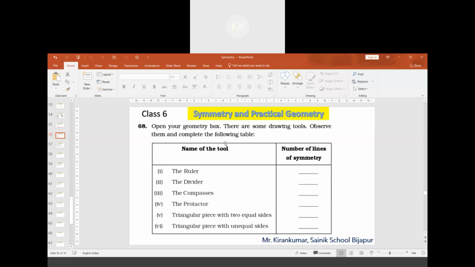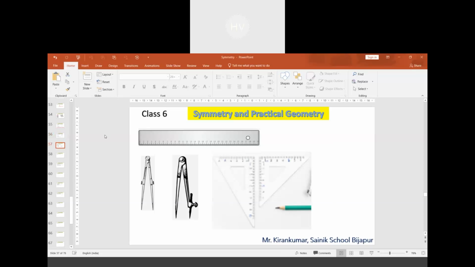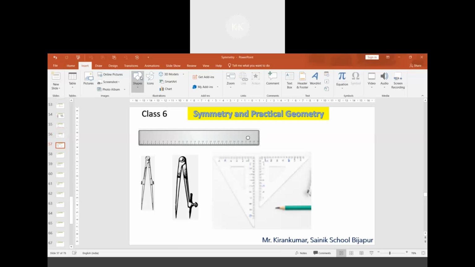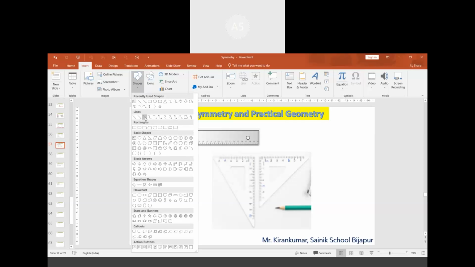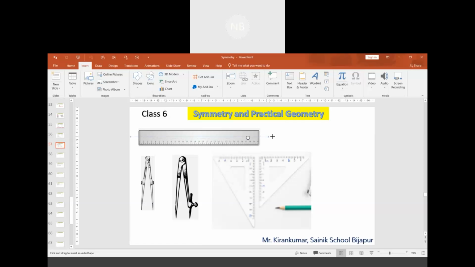Here, the name of the tool is given on the left hand side, and towards the right hand side they have given the number of lines of symmetry. Ruler. If you observe the ruler, it is rectangular in shape, so there will be two lines of symmetry. One is a horizontal line of symmetry, the other is a vertical line of symmetry.